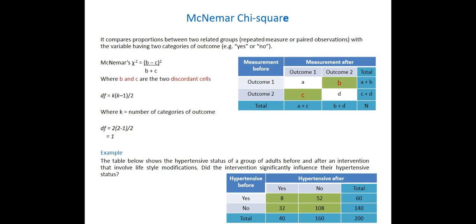32 was non-hypertensive before, it became hypertensive. Now, we want to see if the null hypothesis were to be true, if there's no change, we expect the same number that move from hypertensive to non-hypertensive to be the same number that will move from non-hypertensive to hypertensive. How do you get those numbers? Because they are more like the expected value there. How do you get it?